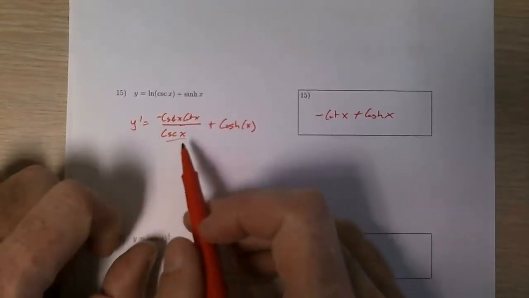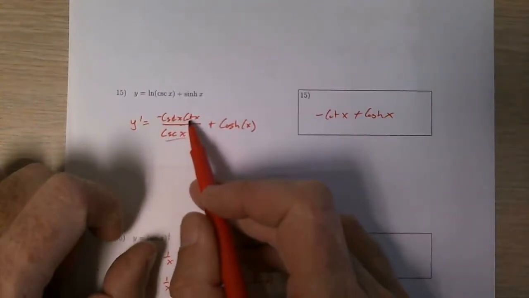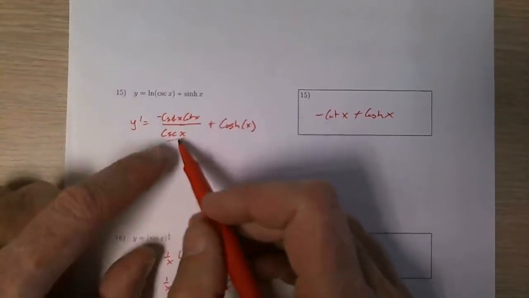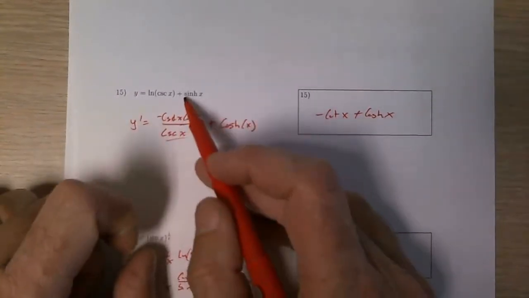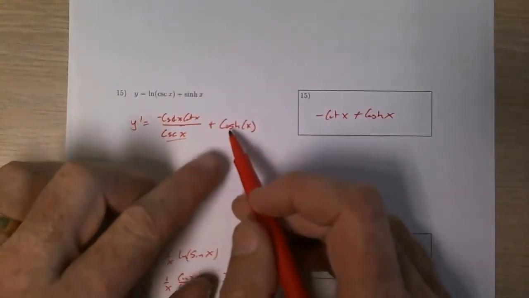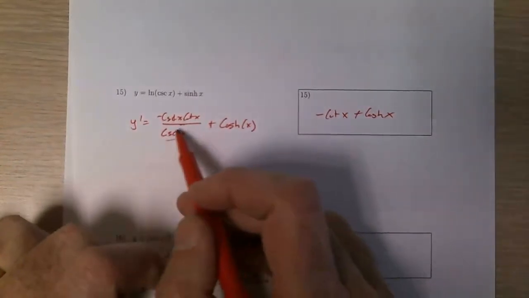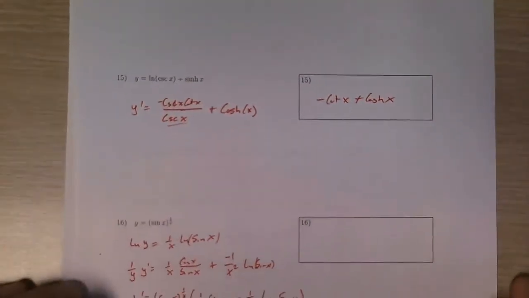Right? So the derivative of the log of something is 1 over that something times the derivative of that something. And the derivative of the cosecant of x is minus cosecant x cotangent x. So the derivative of the log of something puts the something in the bottom, then times the derivative of the inside. And then plus the derivative of the hyperbolic sine of x, which is the hyperbolic cosine of x. It just so happens that the cosecants here cancel out, so you get minus cotangent x plus hyperbolic cosine of x.